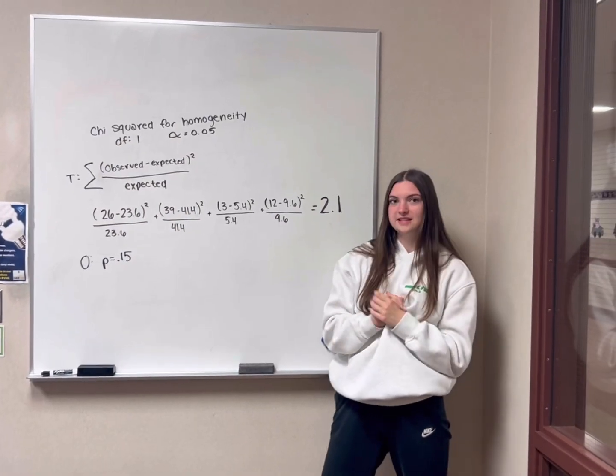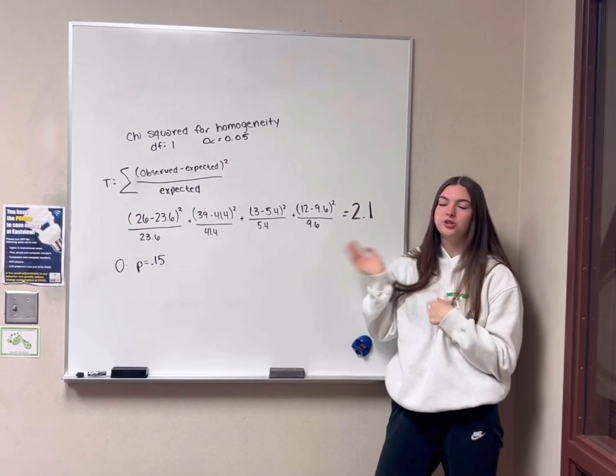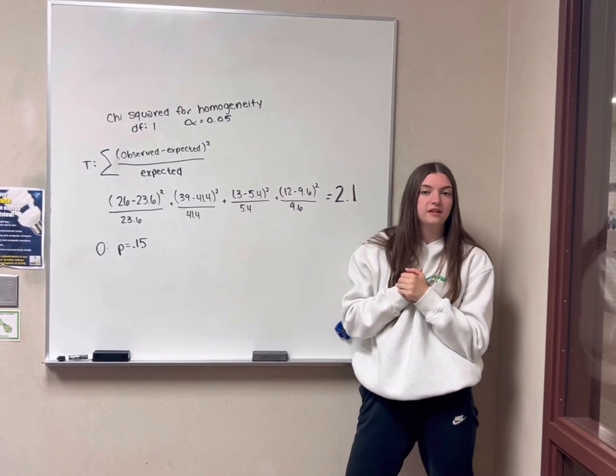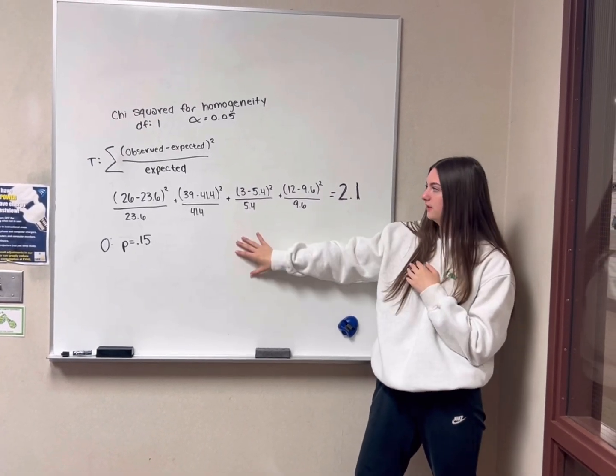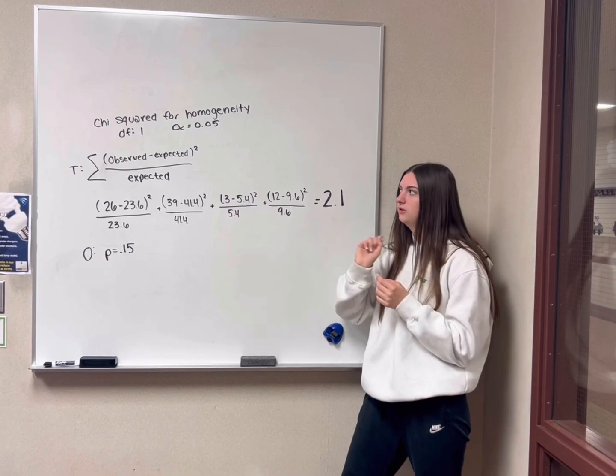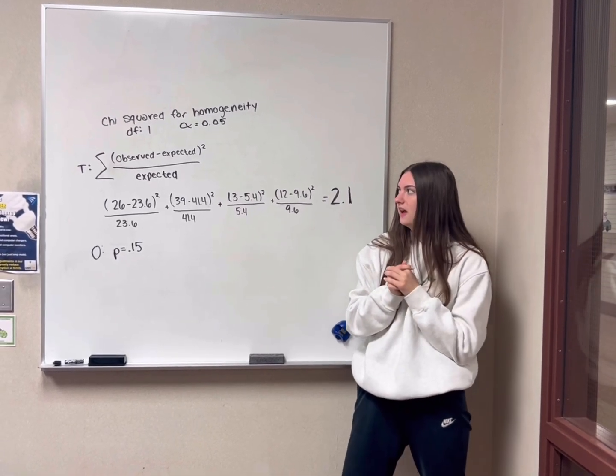Okay, so the name for this test is still the same. It's still a chi-squared test for homogeneity. Degrees of freedom is 1, and alpha is 0.05 still. We're using the same method for calculating our test statistic. We just have observed minus expected squared over expected, and then the sum of all of those.